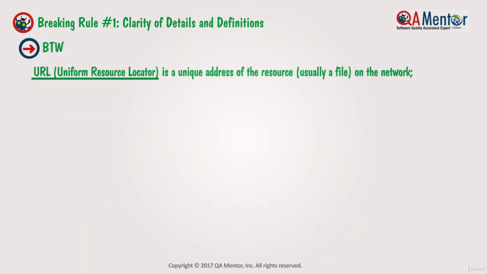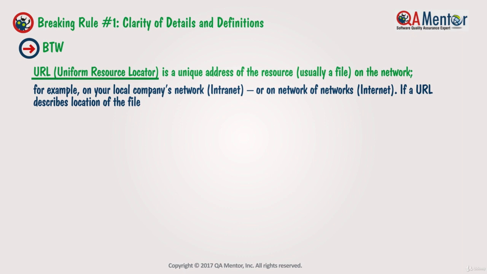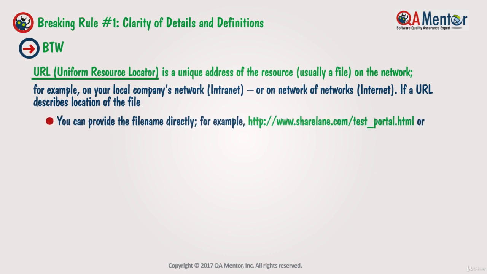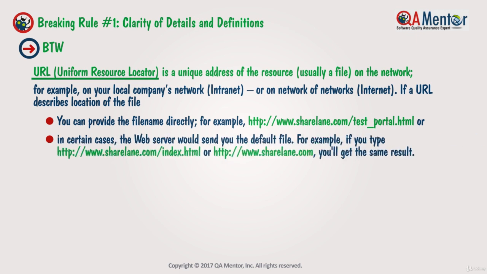By the way, URL or Uniform Resource Locator is a unique address of the resource, usually a file on the network, for example, on your local company's network intranet, or on Network of Networks Internet. If a URL describes location of the file, you can provide the file name directly. For example, www.sharelane.com/test_portal.html. Or, in certain cases, the web server would send you the default file. For example, if you type www.sharelane.com/index.html or www.sharelane.com, you'll get the same result.